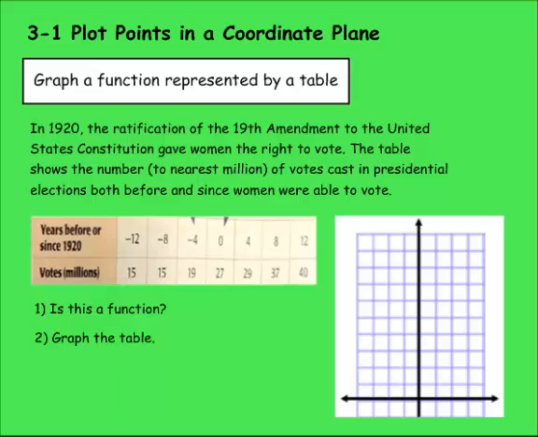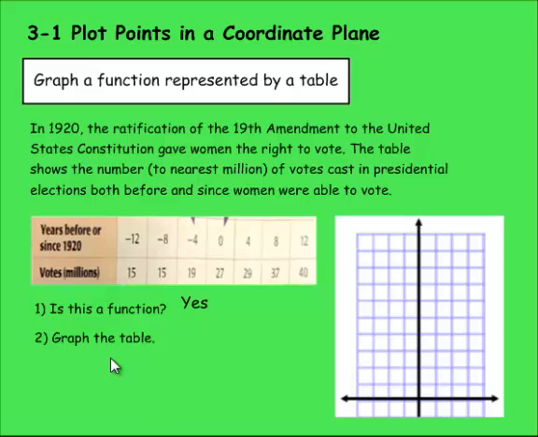Let's actually use a real-world situation with the table. So in 1920, the ratification of the 19th Amendment to the United States Constitution gave women the right to vote. The table shows the number to the nearest million of votes cast in the presidential elections both before and since women were able to vote. So first it asks us, is this a function? Remember the previous chapter we talked about that a little bit. Remember, functions can only have one output for each input. Well, I see only one kind of input for each one, so that'd be impossible to have multiple outputs. So this would be a function.